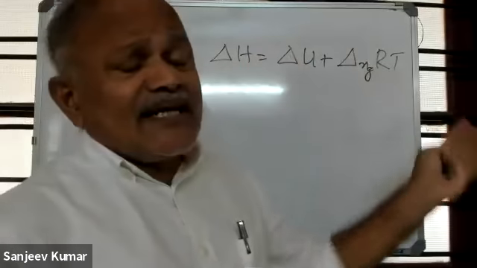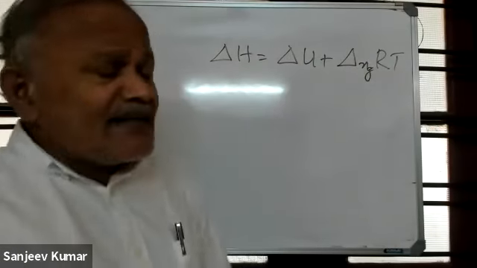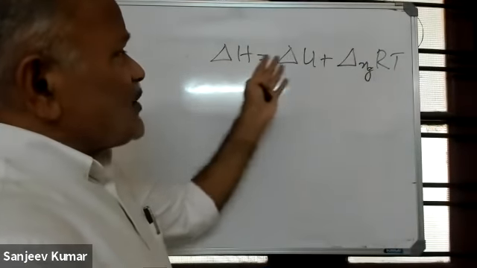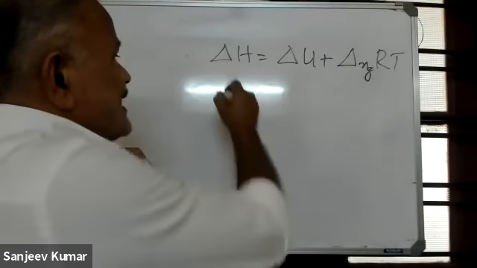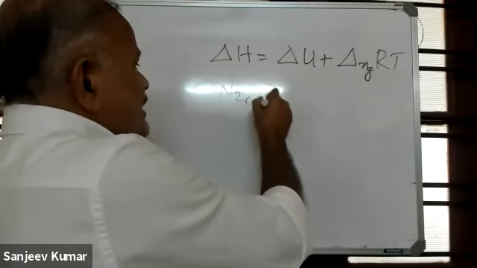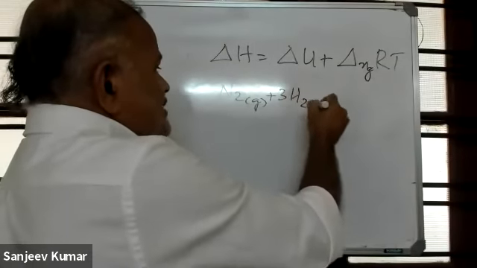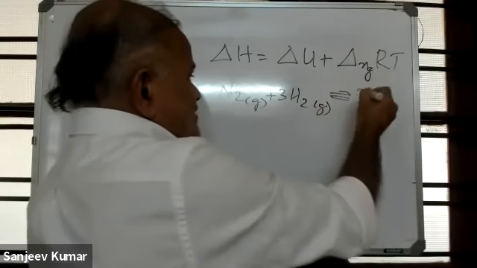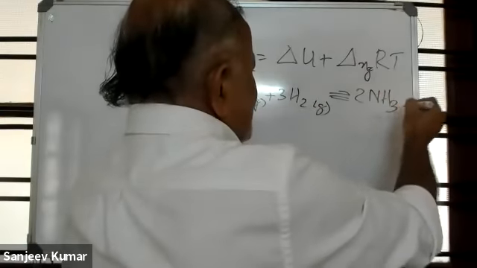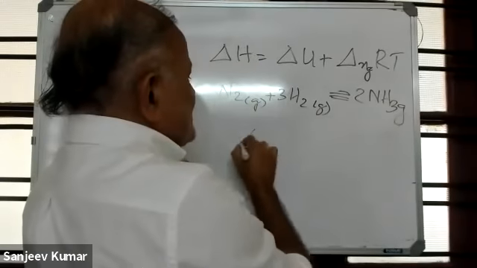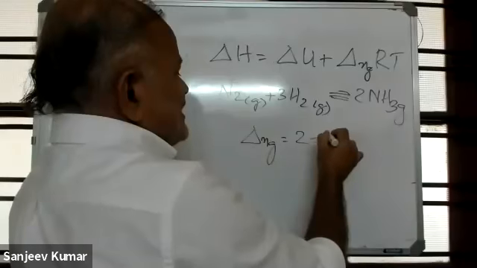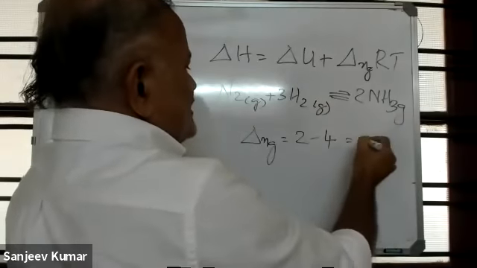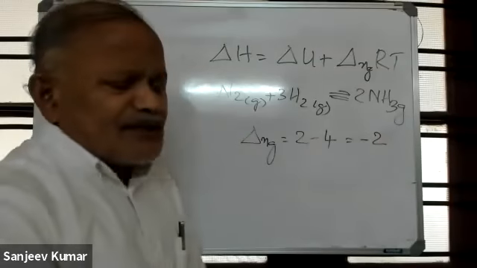This is the relationship between the enthalpy change and the internal energy change. Therefore, here delta H is equal to delta U plus delta Ng RT. And we know that the reaction is N2 gas plus 3H2 gas reversible gives 2NH3 gas. Here the number of moles of gaseous product is 2 and the number of moles of gaseous reactant is 1 plus 3, 4. Therefore, delta Ng is equal to minus 2.